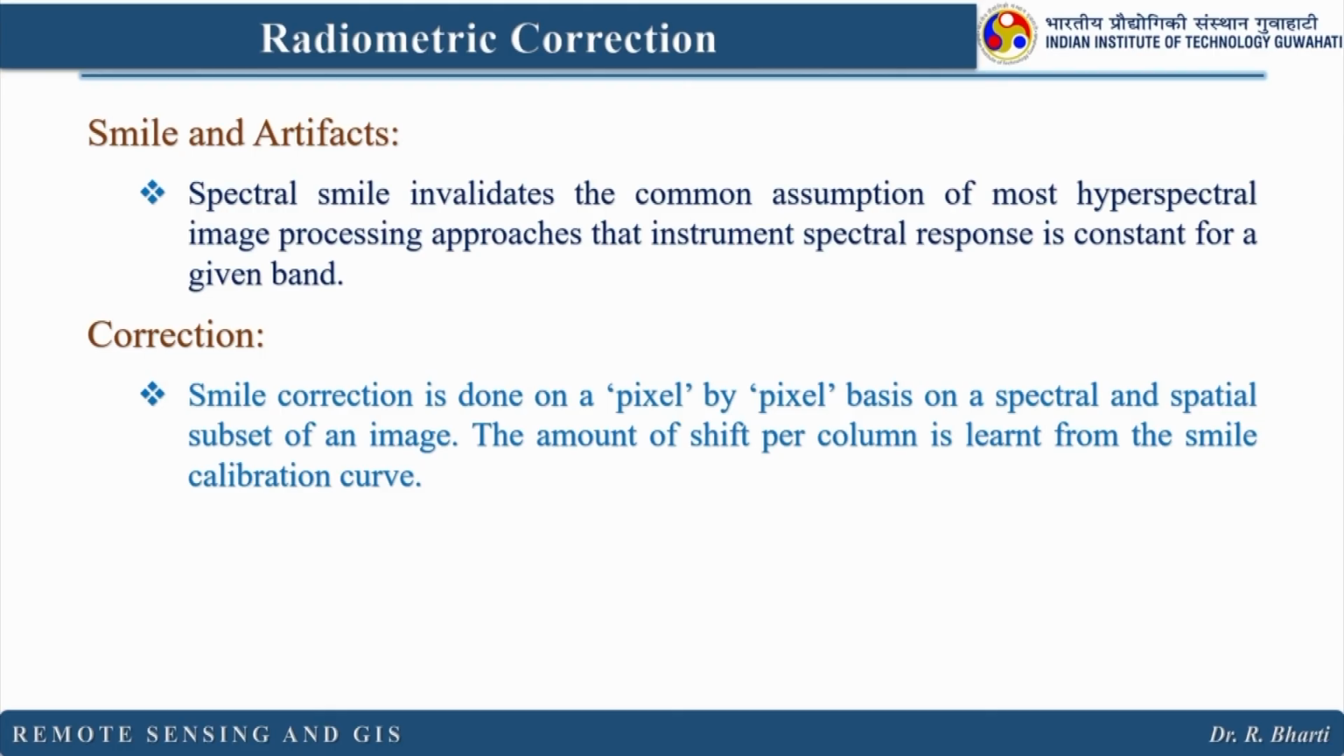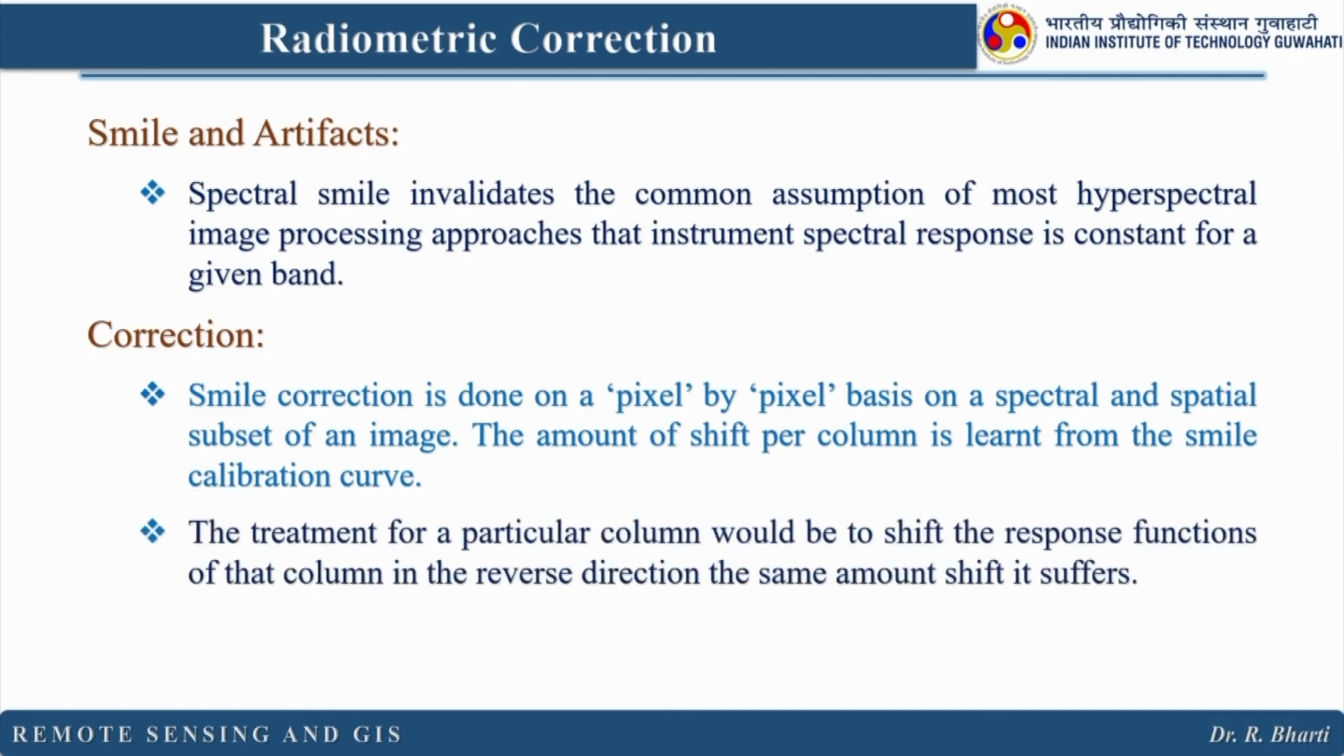The amount of shift per column is learned from the SMILE calibration curve, and the treatment for a particular column would be to shift the response function of a column in the reverse direction. The same amount of shift is suffered. So, here basically what is happening, we are going to correct this pixel by pixel. So, how do we correct?